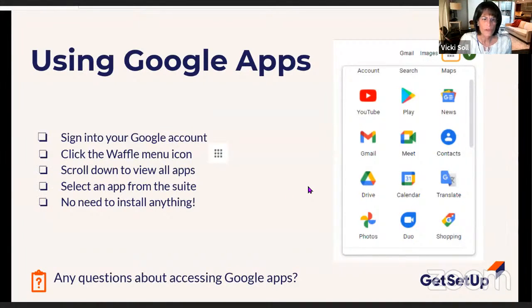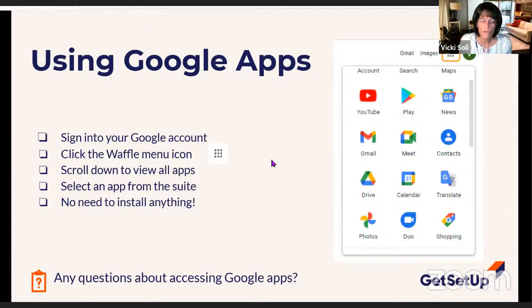And from your browser, when you sign into your Google account, you'll be clicking on this icon. We call it the waffle icon. It's like a grid. And what drops down is a listing of that collection of Google apps. So I'm going to be showing you how to run it from a browser because I'm on my laptop today.